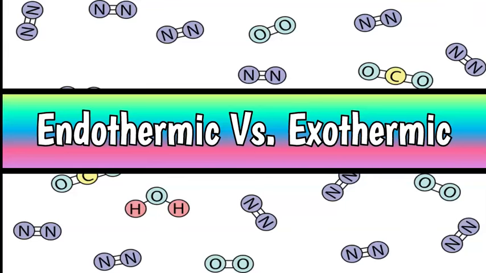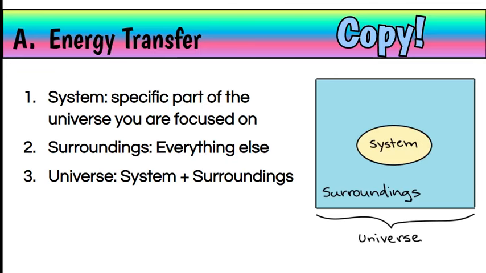We're going to go over endothermic and exothermic. We'll talk about processes and we will also talk about reactions. Before we get started, we're going to talk about energy transfer, but we need to define a couple things. We need to define the system, the surroundings, and the universe.